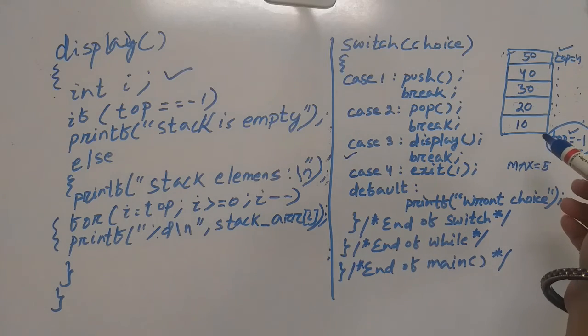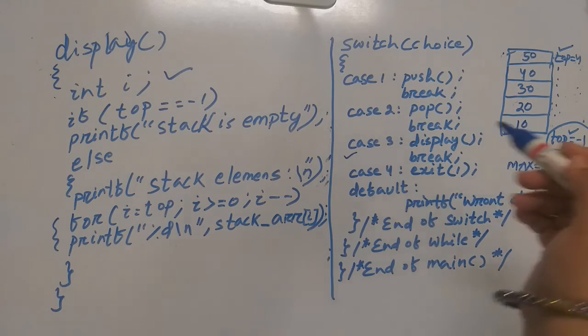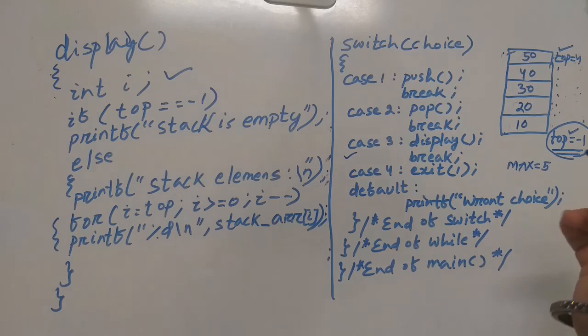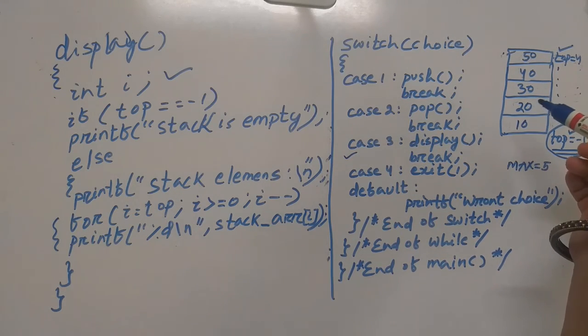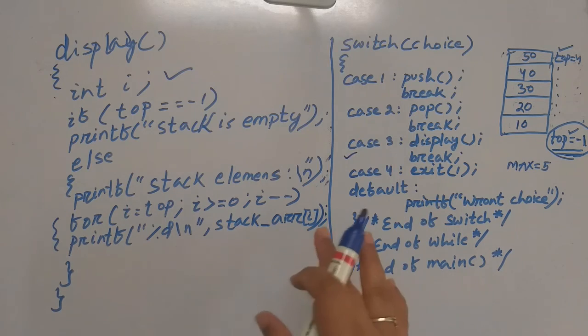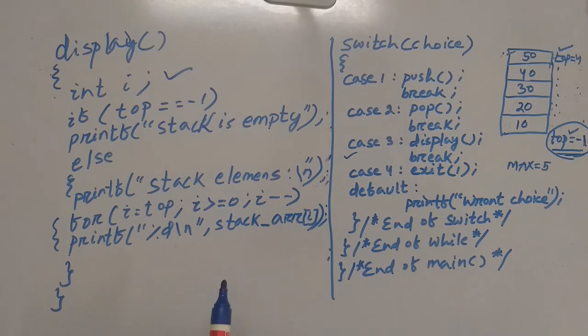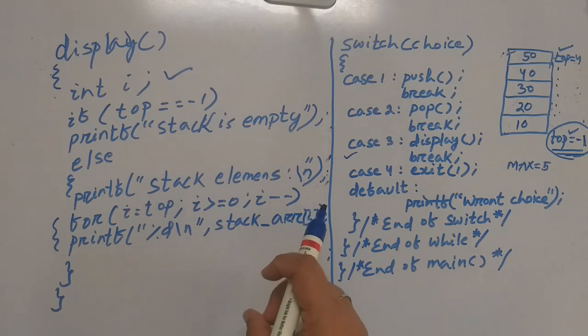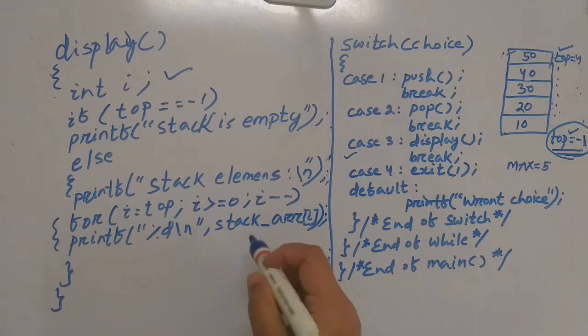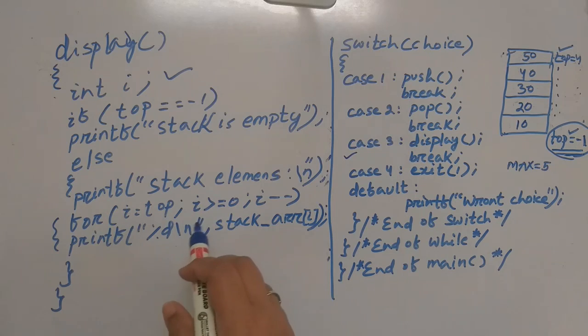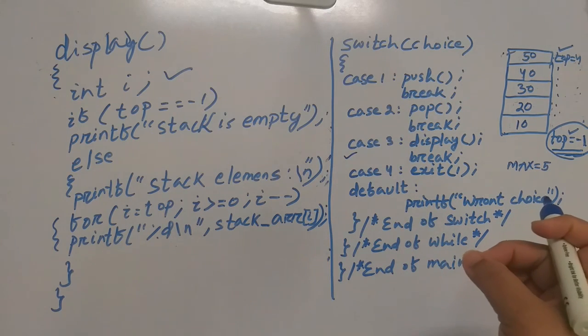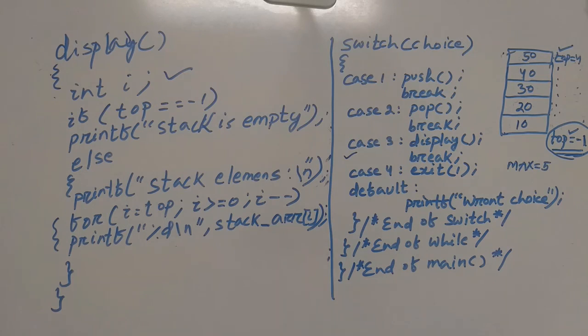So we go outside of the loop, and the if is also not satisfied, because in each and every condition the top value is not equal to minus 1. If it is minus 1, then it shows the error message that the stack is empty. So this is all about the programming: how we write the stack push, pop and display operations using an array, with a for loop. This is all about the stack operation. Thank you.